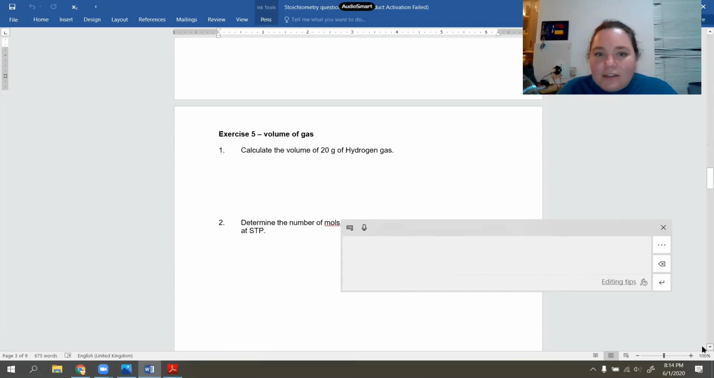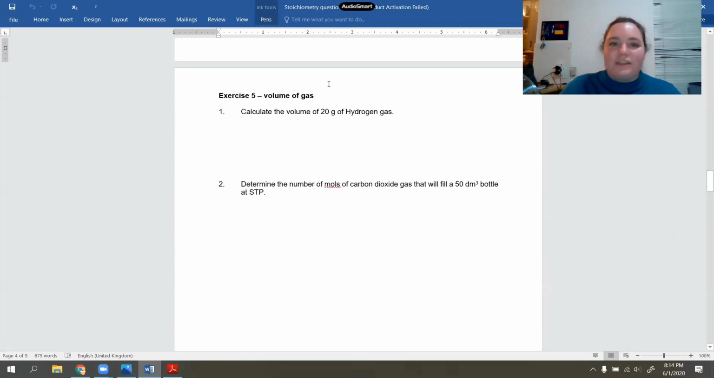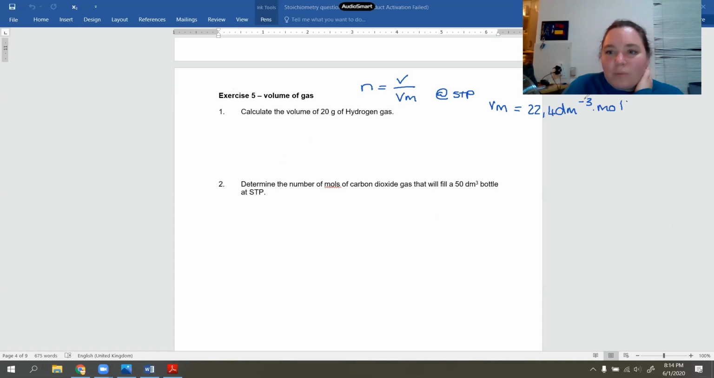All right. The next question gets a little bit trickier, so I'll do the hard one. You can do the easier one. We're going to be working out the volume of gas. So we're effectively saying we've got a certain volume of gas, and remember this was the equation where you used n is equal to V over Vm. And our rule was that at STP, Vm is going to be 22,4 decimeters cubed. Sorry, that should be a positive, decimeters cubed per mole.